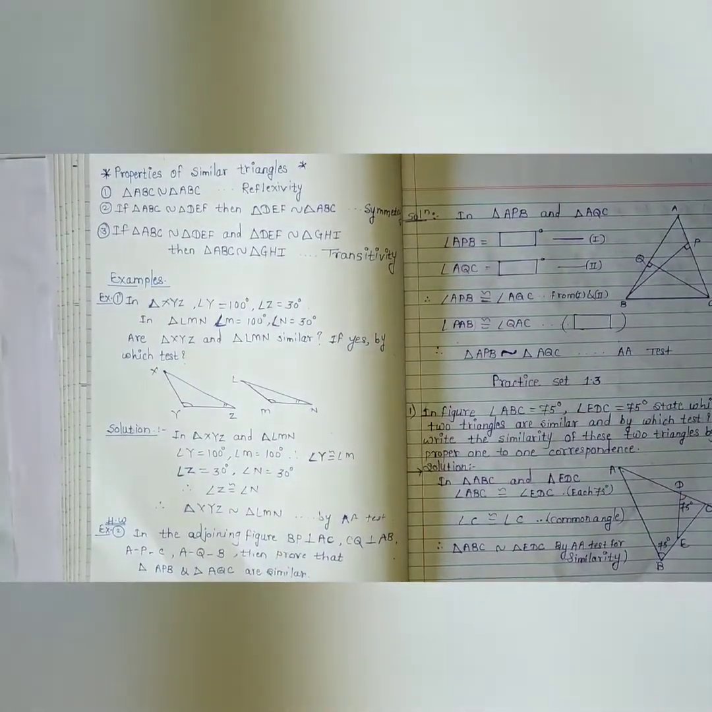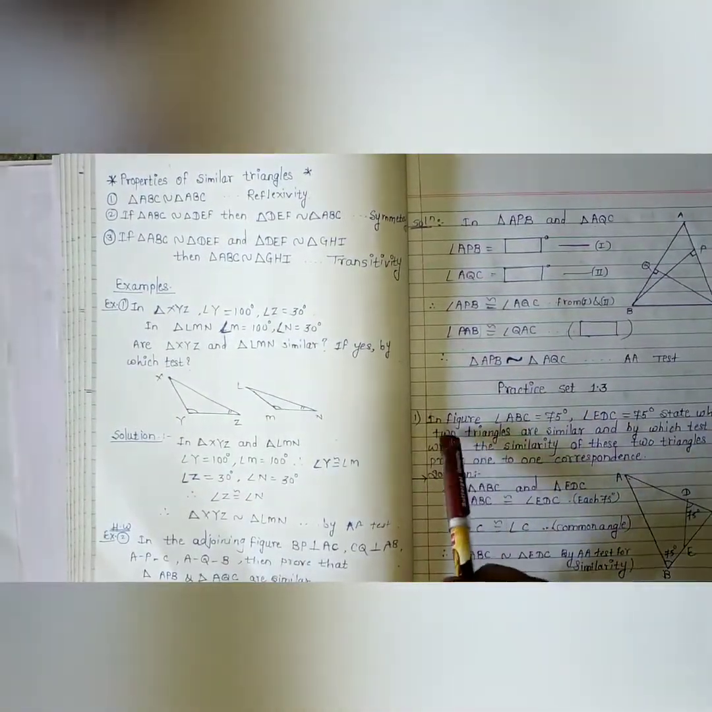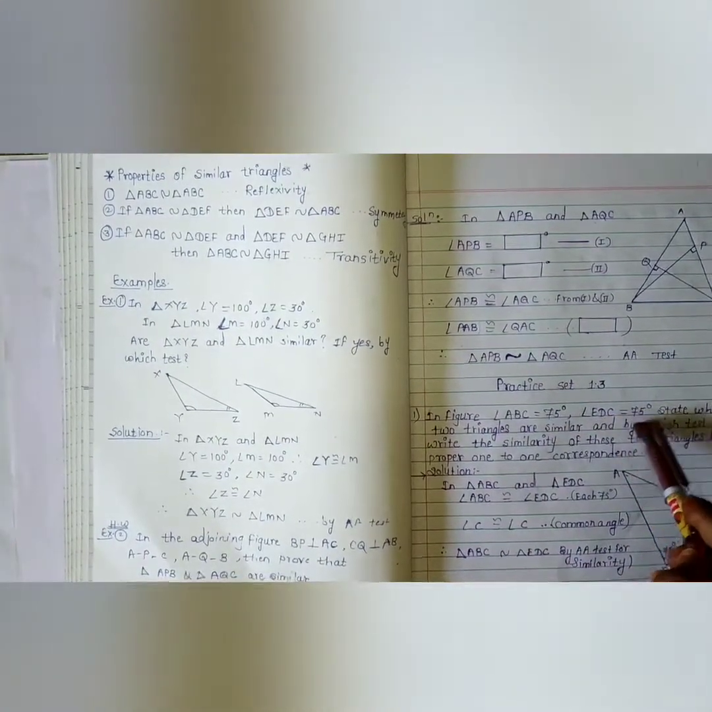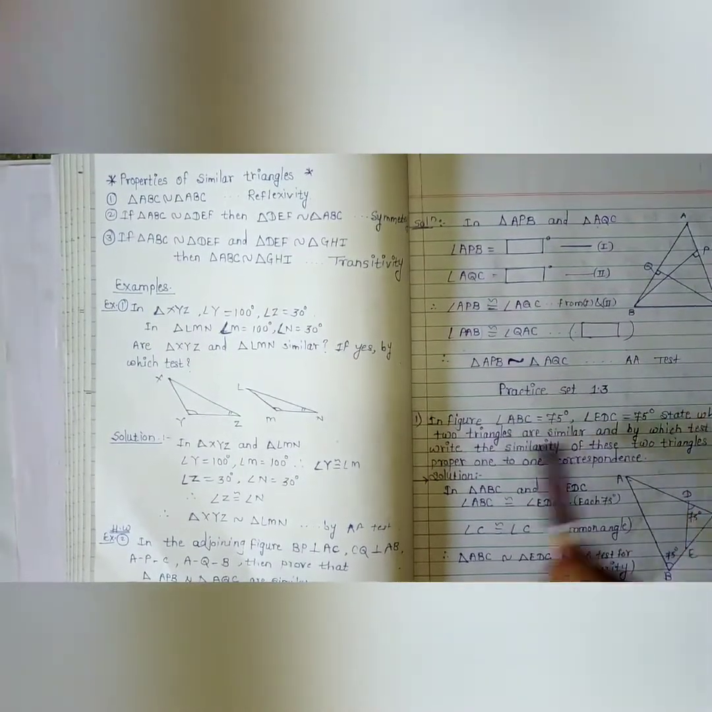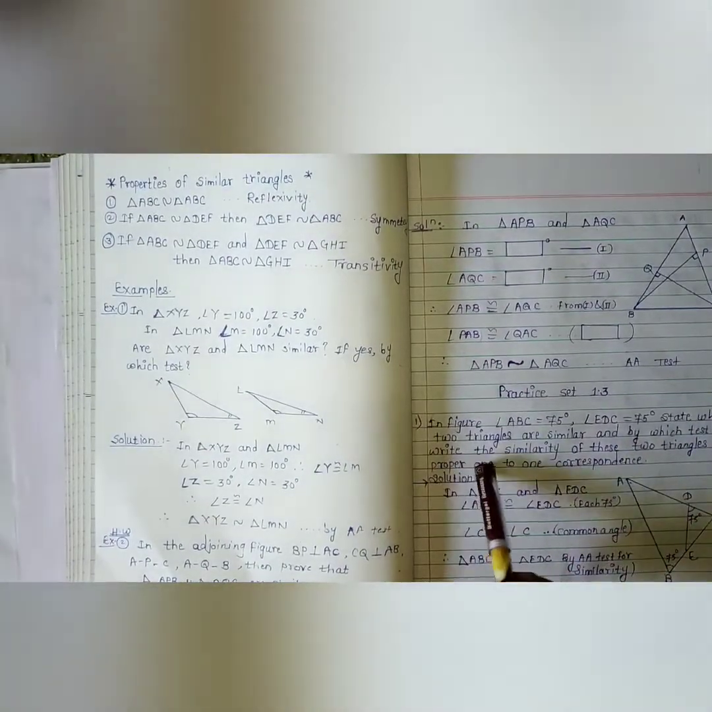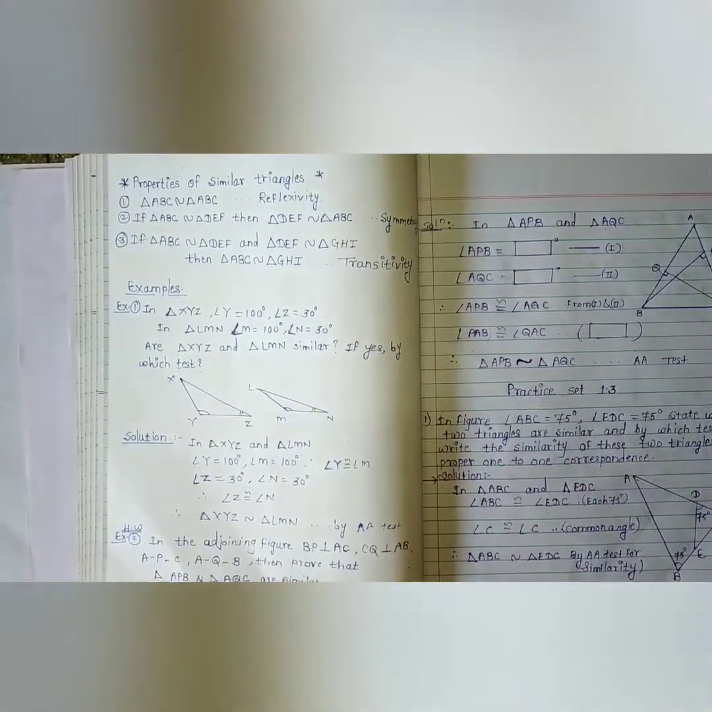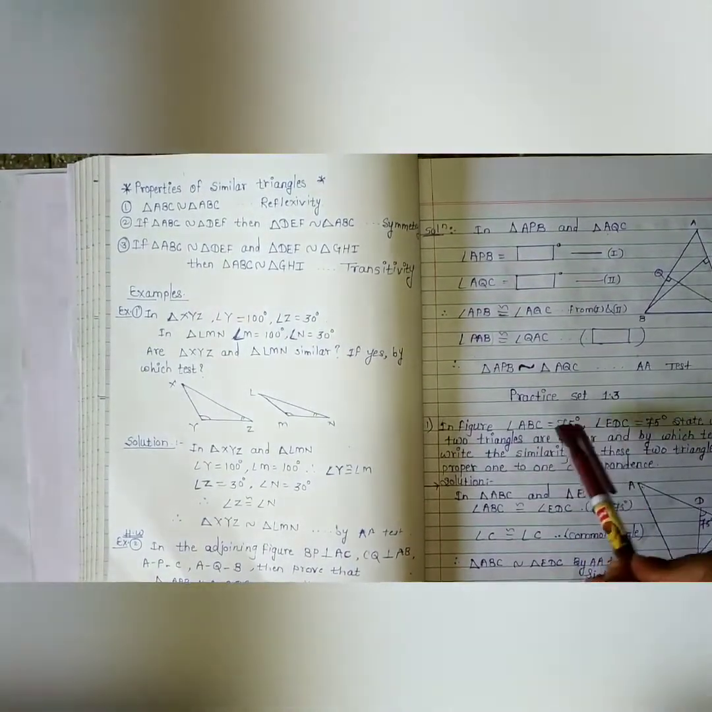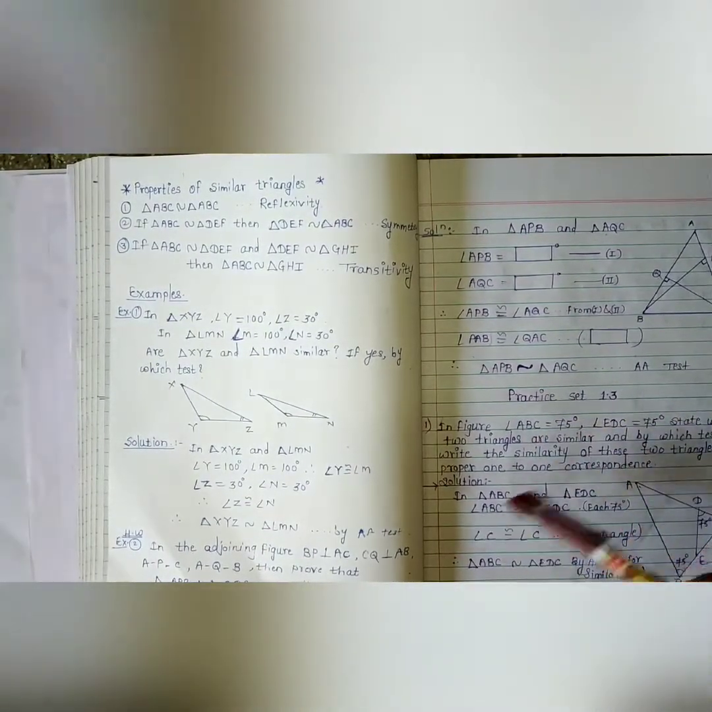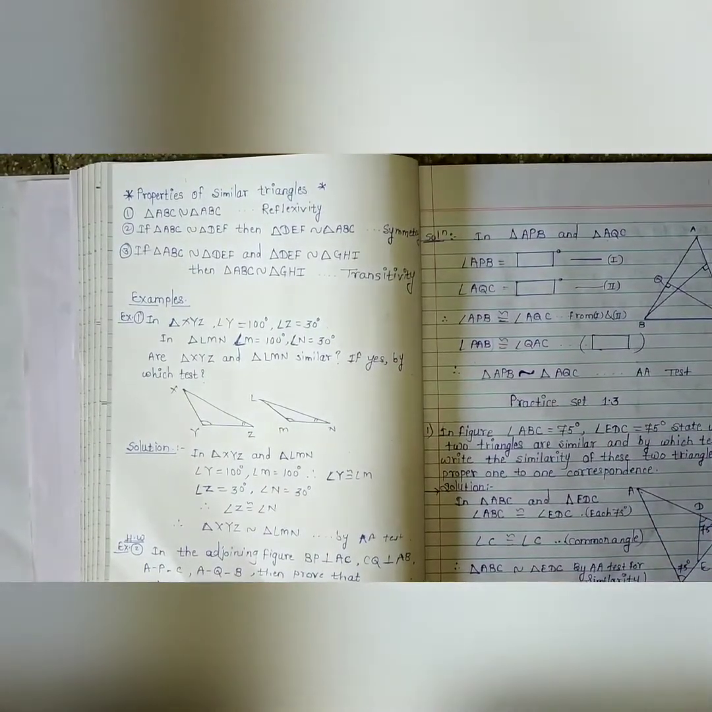Now the next, practice set 1.3. In practice set 1.3, example number one is: in the figure, angle ABC is equal to 75 degrees, angle EDC is equal to 75 degrees. State which two triangles are similar and by which test. Also write the similarity of these two triangles by a proper one-to-one correspondence. What is given? Angle ABC is equal to 75 degrees, meaning the measurement of angle B is 75 degrees, and angle EDC is equal to 75 degrees, meaning angle D is also 75 degrees.